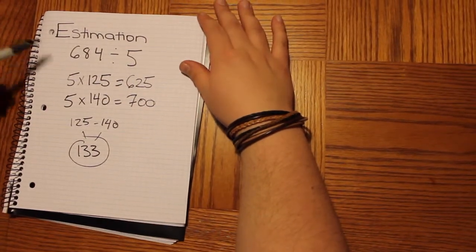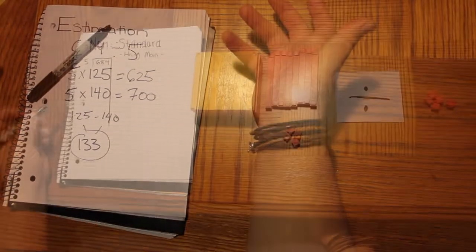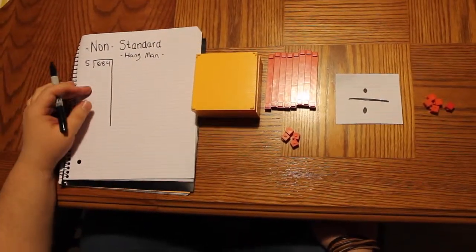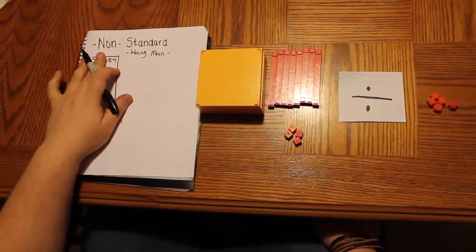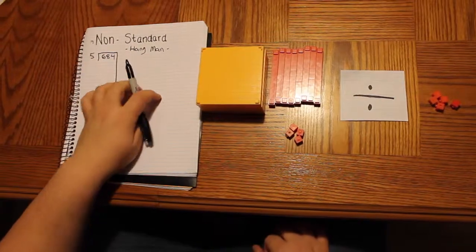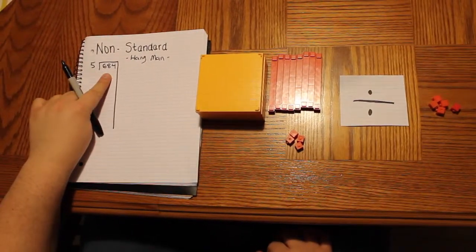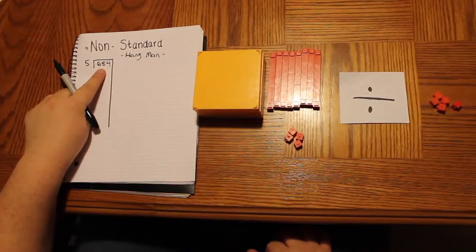That way I can kind of guide my math for the rest of the problem and work my way to solve it. Alright, now that we know our problem, let's think about it in a non-standard way using our base 10 blocks as a representation. For this non-standard approach, we're going to be using the Hangman method. So first, we know that our problem is 684 divided by 5. So 5 is going to be on the outside and 684 is going to be on the inside.